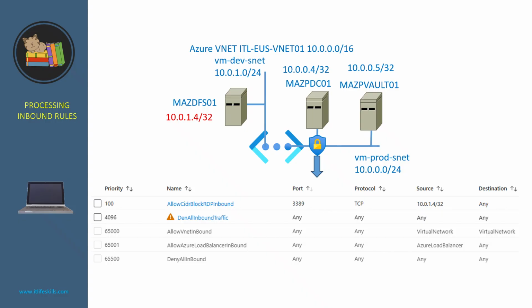Any network security group comes with default inbound rules with priority from 65000 to 65500, and we can configure security rules with priority from 100 to 4096. NSG rules are stateful, meaning if an inbound rule allows traffic on a specific port, the corresponding outbound traffic on that same port is automatically allowed.